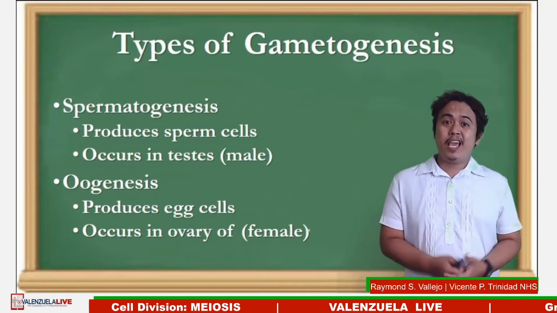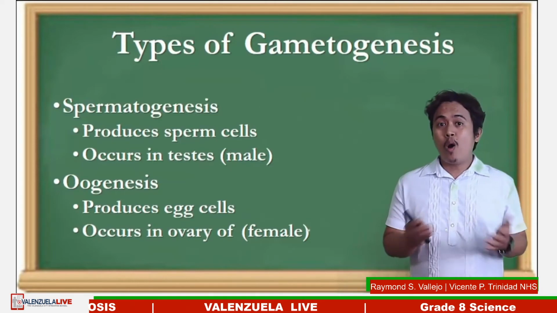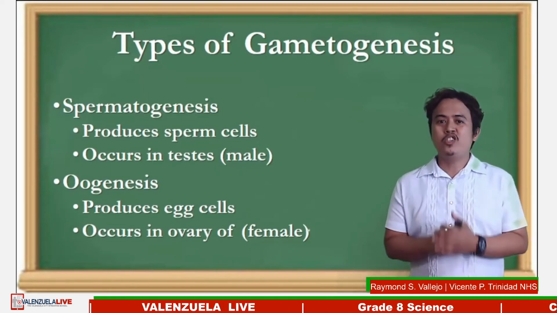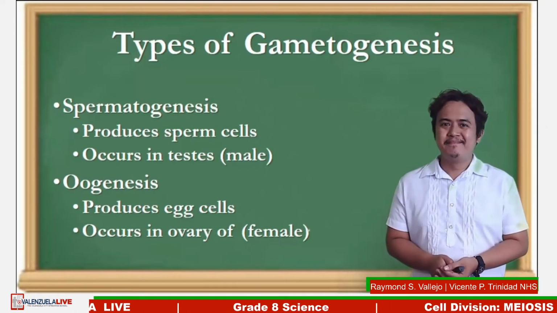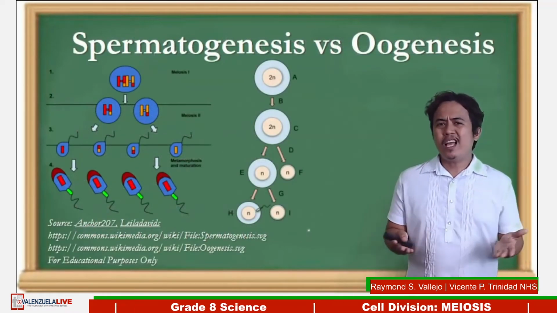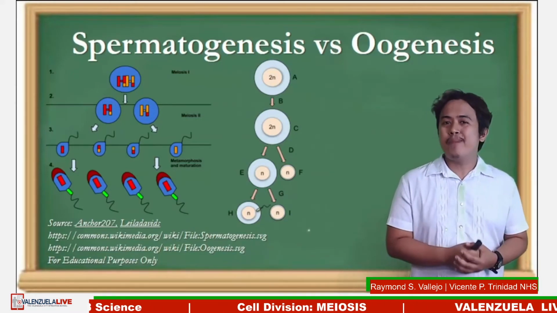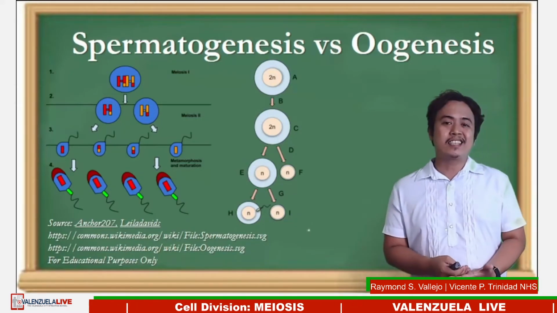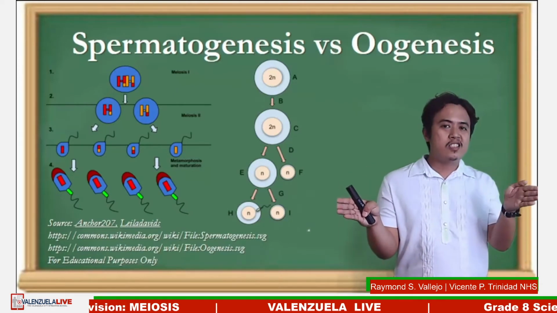Spermatogenesis is the formation of sperm cells which occurs in the testes, while oogenesis is the formation of egg cells which occurs in the ovary. We can see on the screen right now a side-by-side diagram of spermatogenesis and oogenesis. Spermatogenesis on the left and oogenesis on the right.